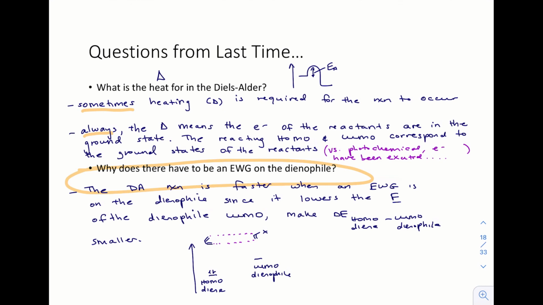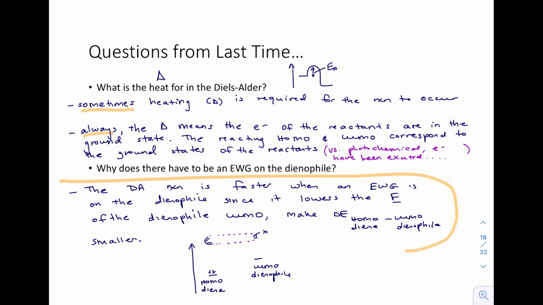Now, why are there often electron withdrawing groups on the dienophile for a Diels-Alder? Well, the Diels-Alder reaction is faster when there is an electron withdrawing group on the dienophile since it lowers the energy of the dienophile's LUMO, making the difference in energy between the HOMO of the diene, the highest energy occupied molecular orbital of the diene, and the LUMO of the dienophile smaller. When X is an electron withdrawing group, the energy of this orbital is decreased, say here. So now this difference in energy between the HOMO of the diene and the LUMO of the dienophile is smaller. Smaller difference in energy between the reacting orbitals leads to a faster reaction.